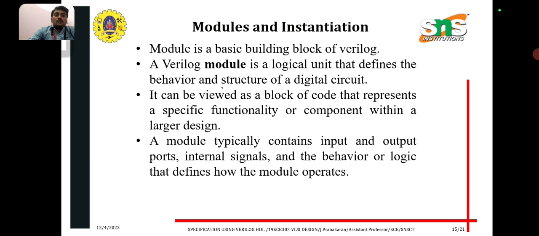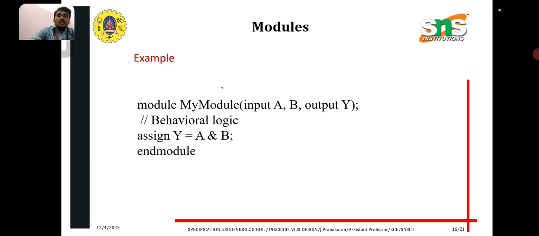Let me show some examples. In this example, my module is a simple module with two inputs, A and B, and the output Y. The behavior of the module is defined using the assign statement, which performs a bitwise AND operation on inputs A and B and assigns the result to output Y.